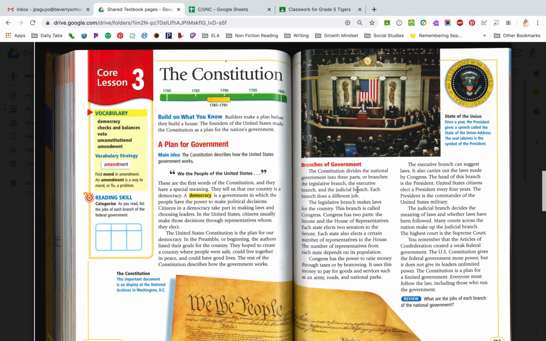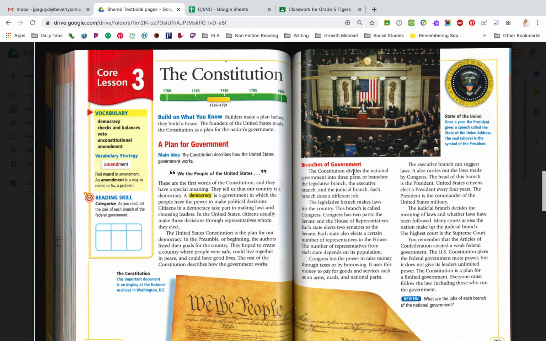Yesterday we looked at the Constitution, how it came to be, and what it does. We talked a little bit about the Federalists and the Anti-Federalists. So today we're going to take a look at the branches of government, because what the Constitution did is it divided our government into three main parts. We're going to look at those three main parts today.